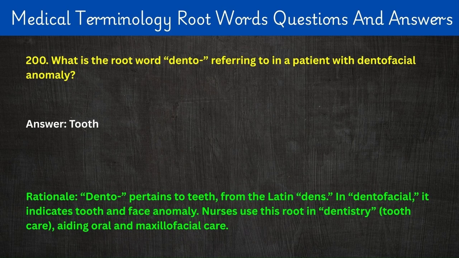200. What is the root word dento- referring to in a patient with dentofacial anomaly? Answer: tooth rationale. Dento- pertains to teeth, from the Latin dens. In dentofacial, it indicates tooth and face anomaly. Nurses use this root in dentistry, tooth care, aiding oral and maxillofacial care.